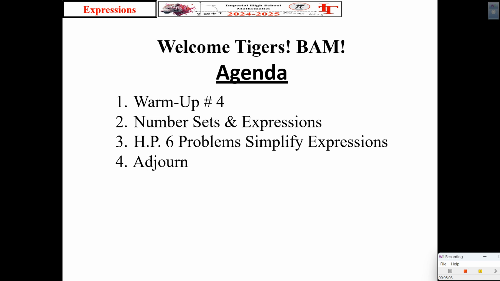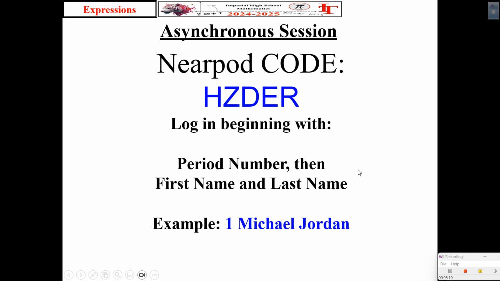Now, since you do need to do your home play and you need access to the presentation for the problems that I'm going to give you, I'm going to give you a code for you to write down, and when you get home, log into Nearpod. That'll give you access to the home play, yes? And it looks like this. There it is. Write that down. HZDER. HZDER. So when you get home, log on to Nearpod.